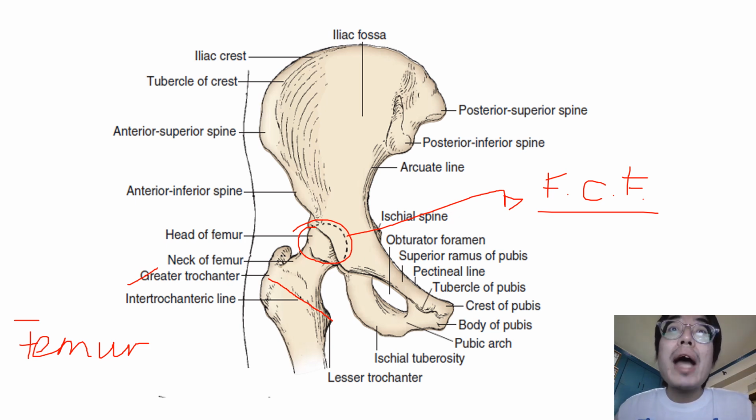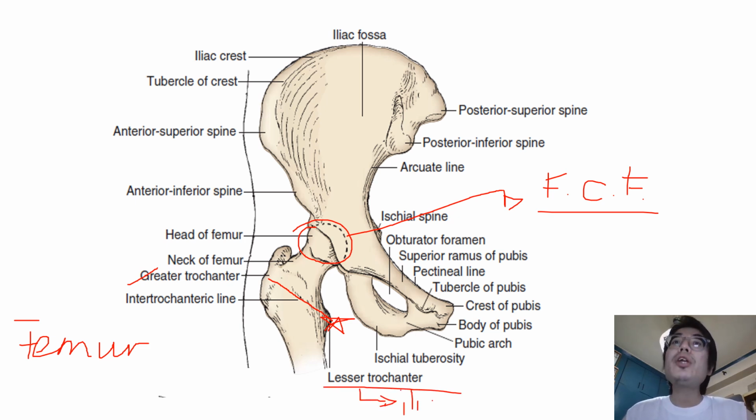The lesser trochanter, on the opposite side, lies in the angle between the neck and the shaft, and it projects at the inferior end of the intertrochanteric line. The lesser trochanter is the insertion of the iliopsoas tendon.